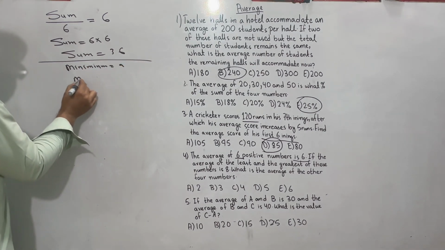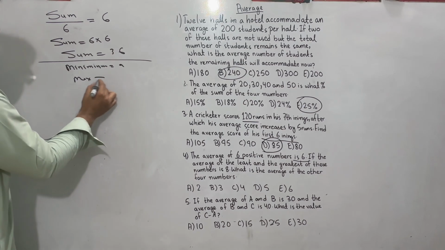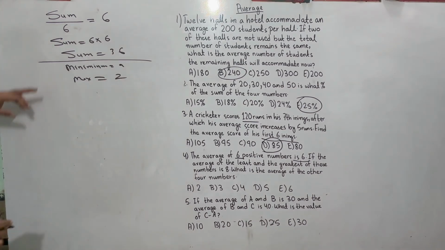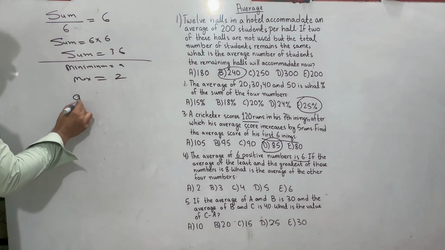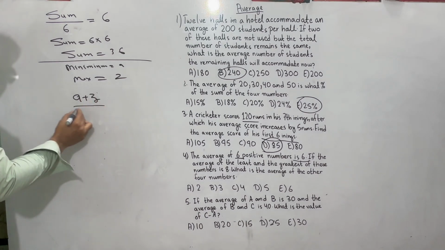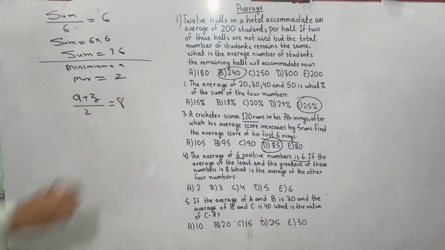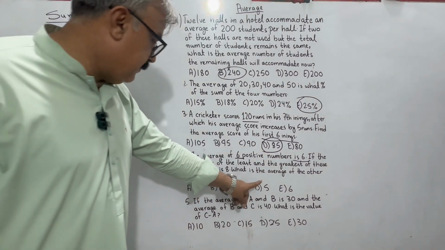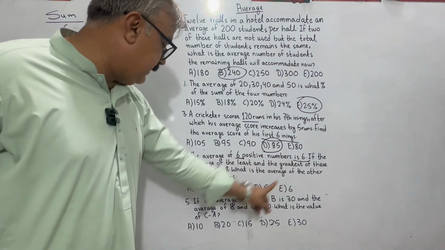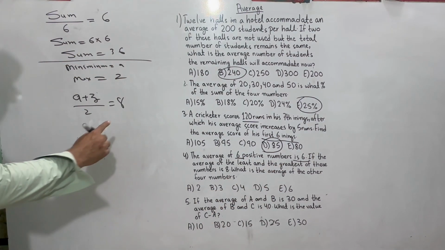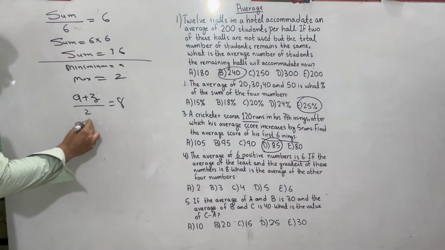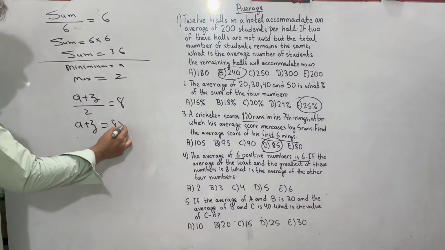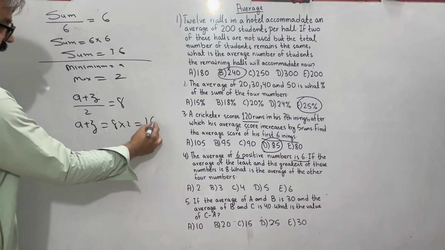Suppose the minimum number, the least number, is A and the max number is Z. The average of minimum and maximum, A plus Z over 2, is equal to 8. Then the sum of A plus Z is equal to 8 times 2, which is 16.